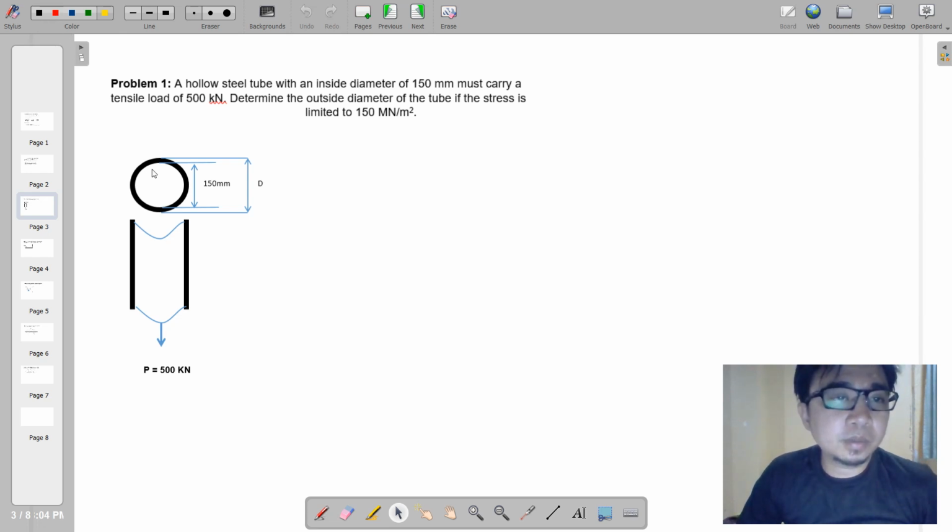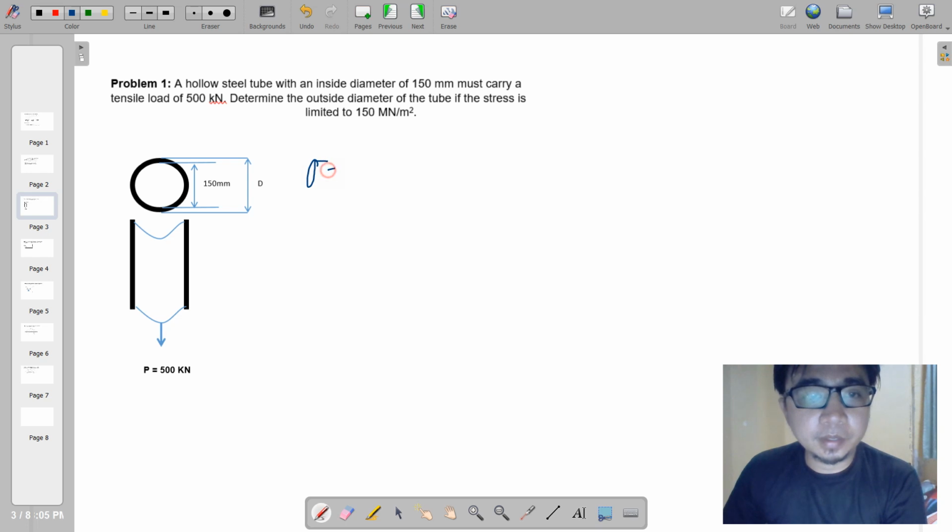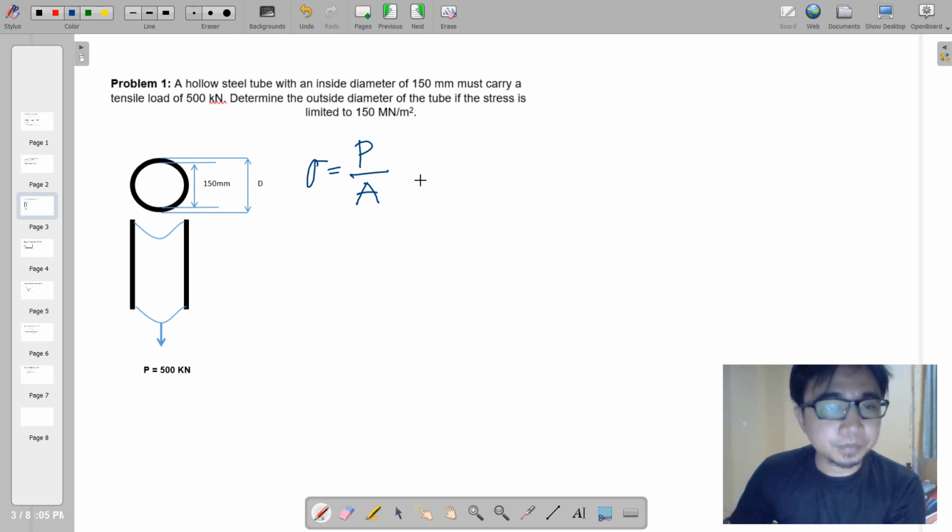So when we say hollow, there will be a hole here, meaning it is not a solid one. So that is classified as a steel tube, most often a GI pipe or a steel pipe. In order to calculate the outside diameter, we'll just have to use this formula: sigma is equal to P over A.